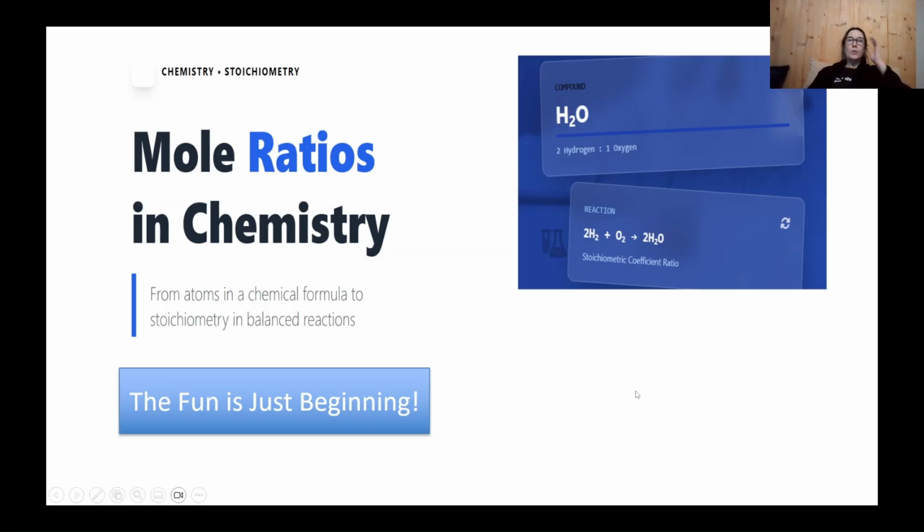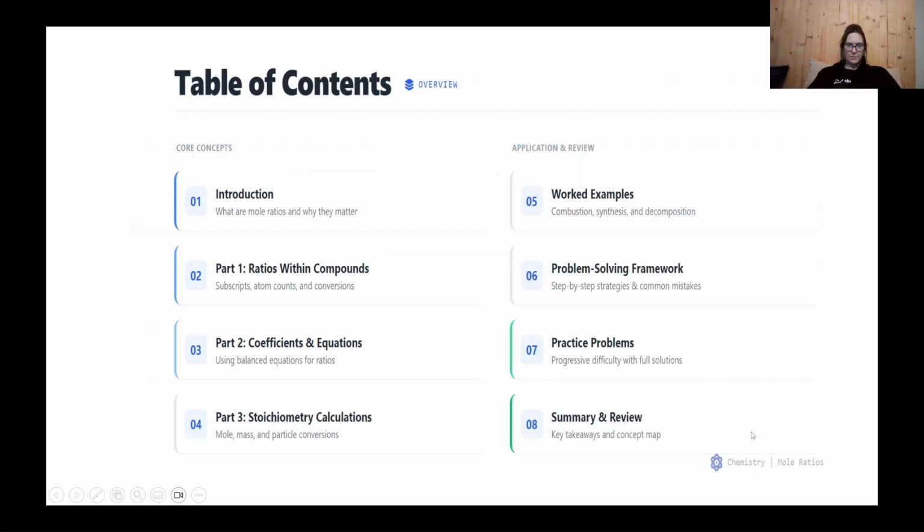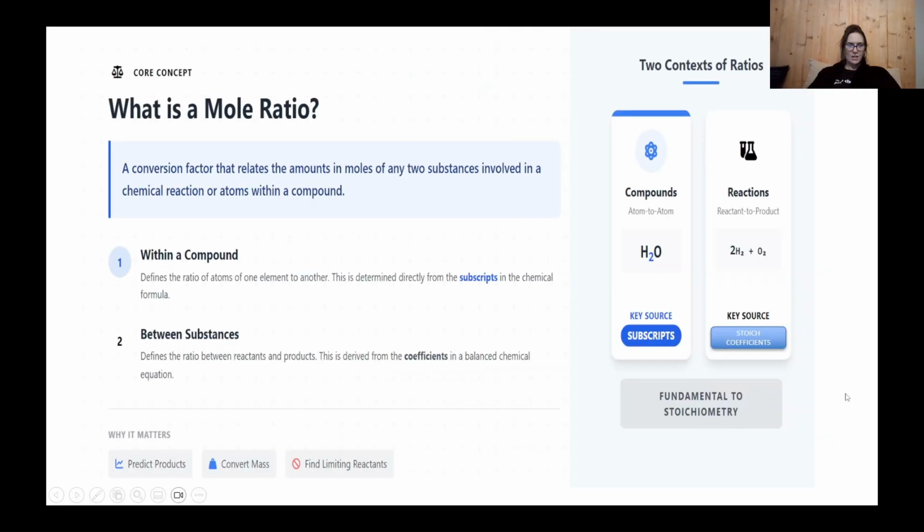Some people really like stoichiometry, some people don't. But once you realize stoichiometry is just literally dealing with ratios of things, it can get a lot easier to wrap your mind around. All right, so this is what we're going to be going over today.